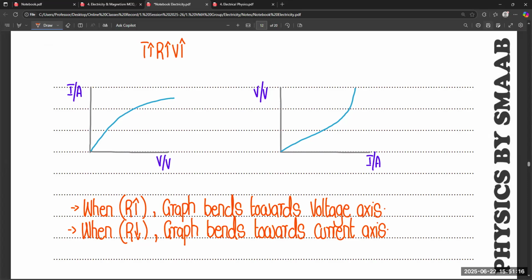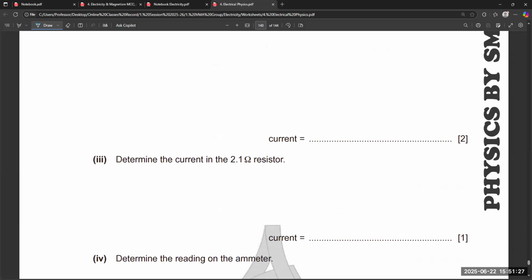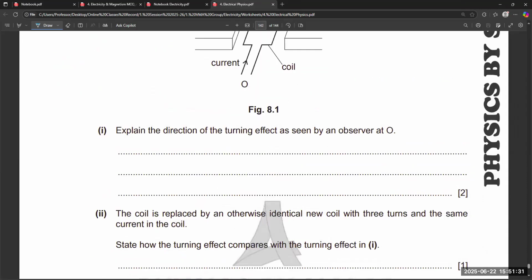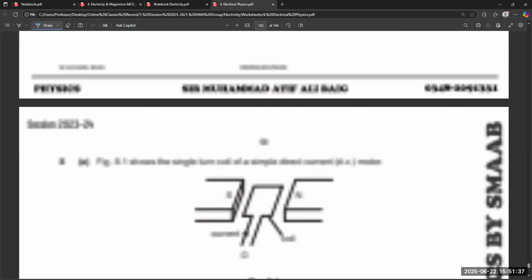So this is the first type of non-ohmic conductor. And we have one question also. There are multiple questions in your past paper related to filament, but from the recent papers, will there be questions where we have to draw the graphs? Yes, in new papers of this one.